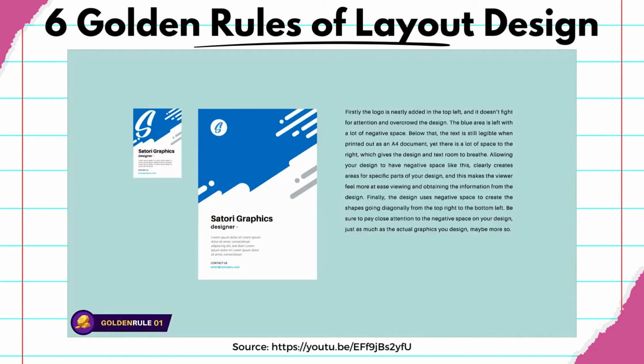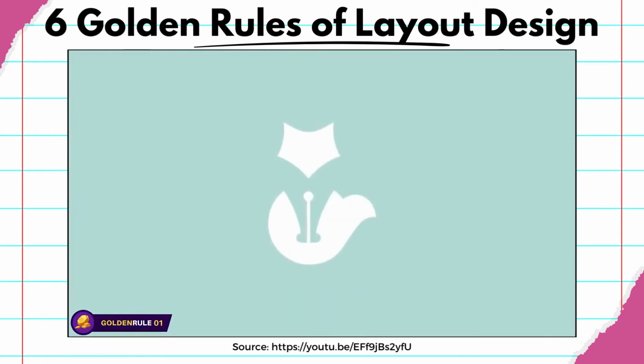So finally, the design uses negative space to create the shapes going diagonally from the top right to the bottom left. So be sure to pay close attention to the negative space on your graphic designs, just as much as the actual graphics themselves, if not more so. Negative space in logo designing is often strictly around optical illusions and creating shapes with negative space. If you want to see more about negative space and logo designs, I have a video linked at the end of this one.